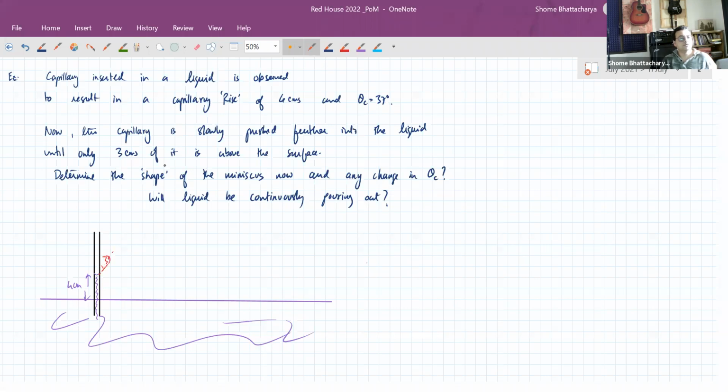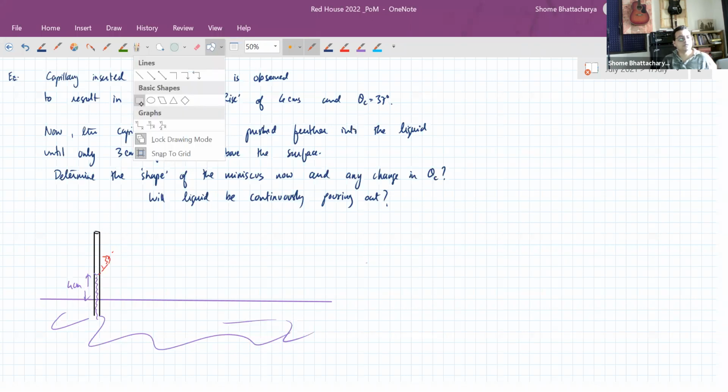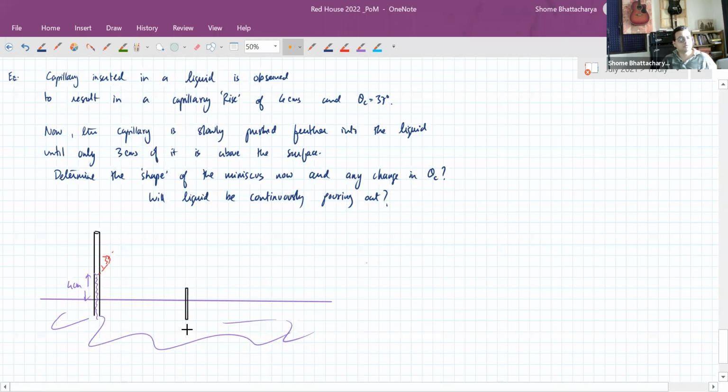Okay. But now what we do is we push the capillary further in so that only 3 centimeters of the capillary is left outside. So we do this. Same capillary, same liquid, everything same. Only this much of the capillary is outside. So what is the liquid going to do basically? You have to understand that. That's what we have to answer.